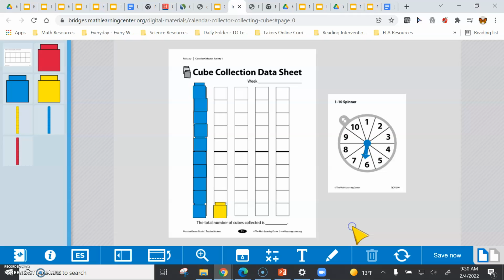So how many do we have so far, All-Stars? I see 1 long here, which we know is a group of 10. 10 plus 1 is the number 11. That's how much we've collected so far this week.